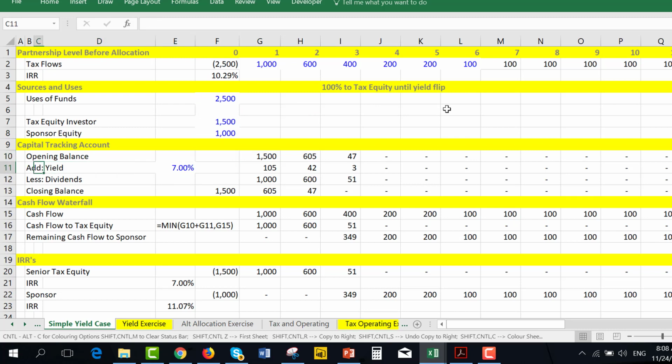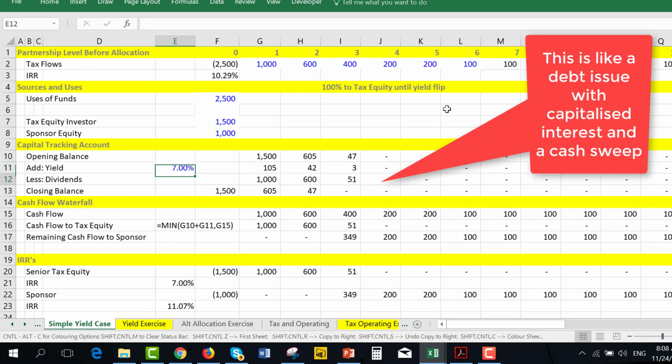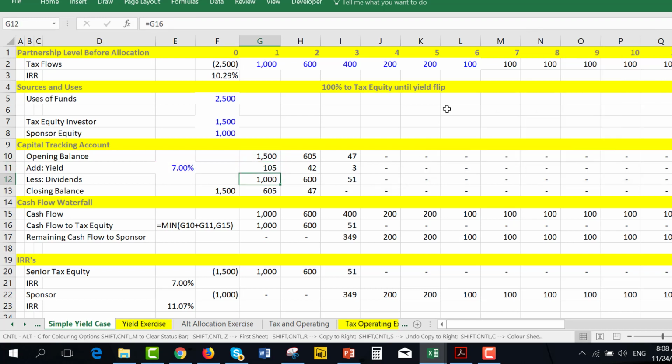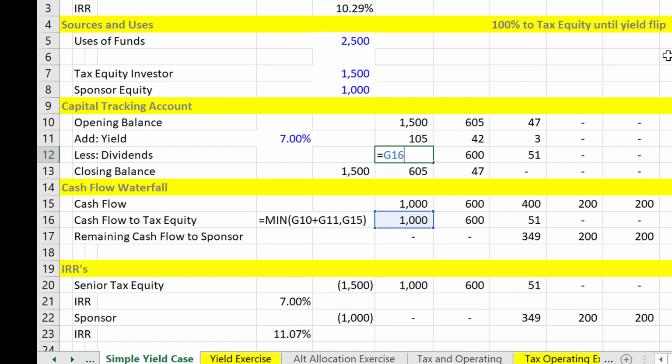Now, in this case, we put a flip rate of 7% in, and the big trick is to set up this account, this capital tracking account, whatever. I made that name up just to make it more arcane. Then you put in an opening balance, and then you add the interest to this. That's why I said it's like sub-debt. Then you get your payments, and you have to go downstairs to the cash flow to get those payments. Then you put a closing balance, and when this goes to zero, the flip has occurred, and you have to figure out who gets the remaining cash flow.